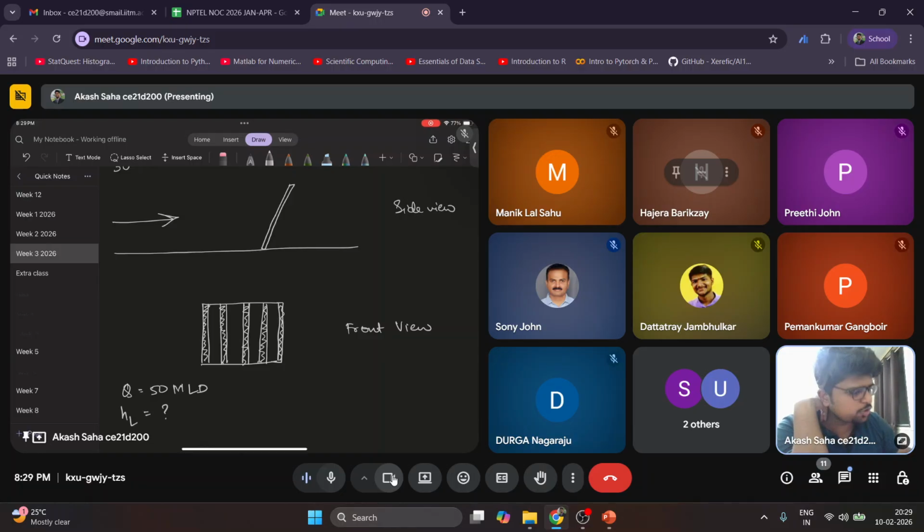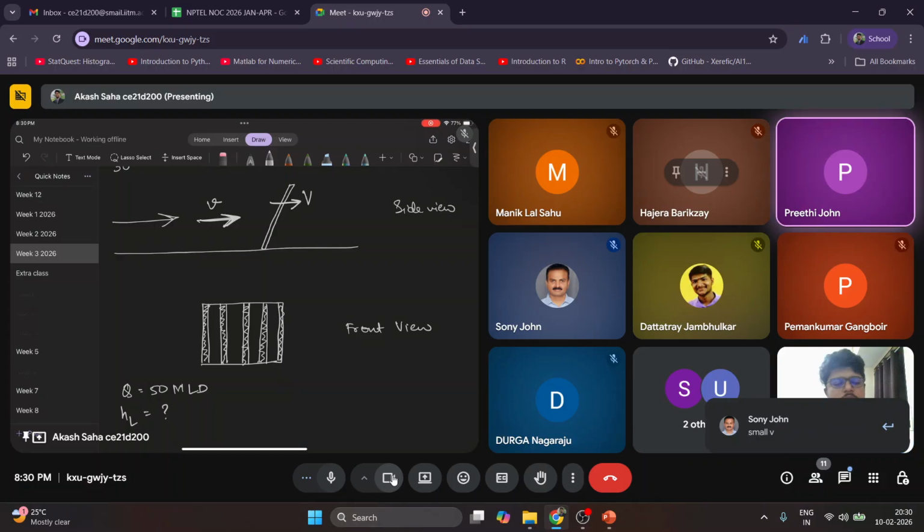Now, velocity through the screens. There will be two kinds of velocity. One is the velocity in the approach channel, which I will denote as small v, and another is the velocity through the screens, which will be capital V. Which do you think will be higher, capital V or small v?